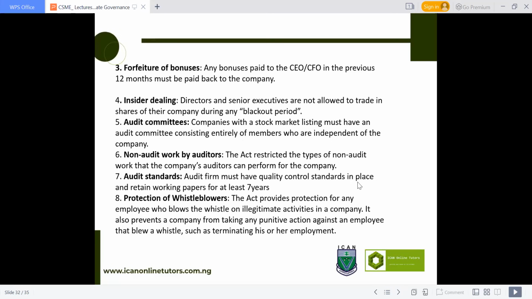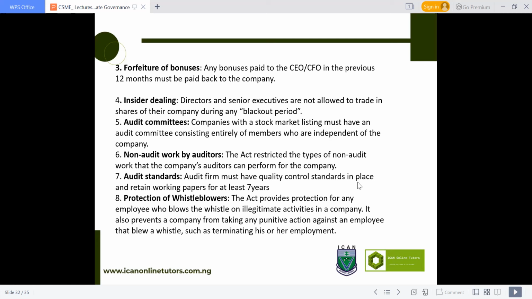For forfeiture of bonus, any bonus paid to the CEO or the CFO in the previous 12 months must be paid back to the company. So in case the company fails, any bonus that you have received before, you have to pay it back.